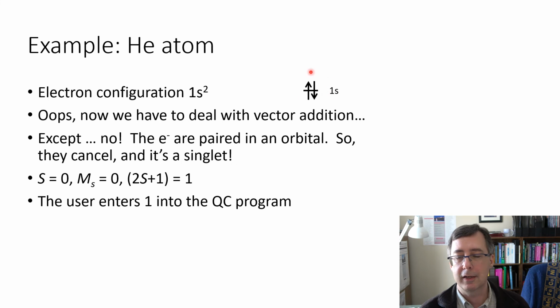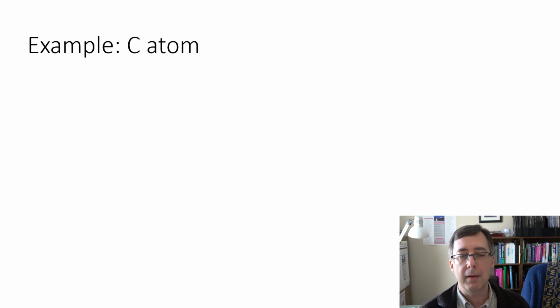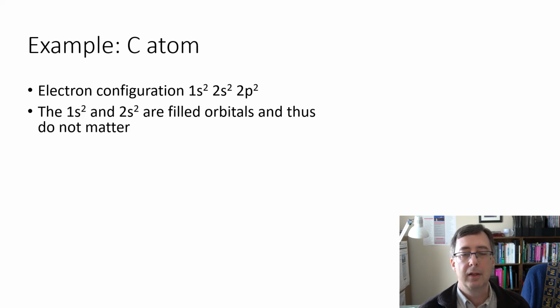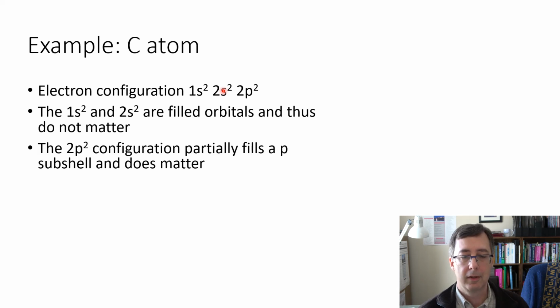And fortunately in chemistry a lot of things have electrons all paired up, and so this is the most common case, and we only have to worry about it when this is not the case. How about carbon atom as an interesting example? Well, the electron configuration is 1s2, 2s2, 2p2. The 1s2 and 2s2 fill the subshells, and so they don't matter for determining spin. So just forget about those for a second. The 2p2 does matter because it doesn't fill the subshell.